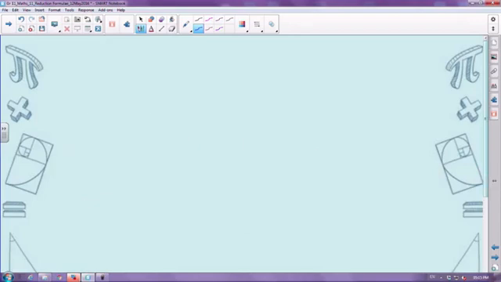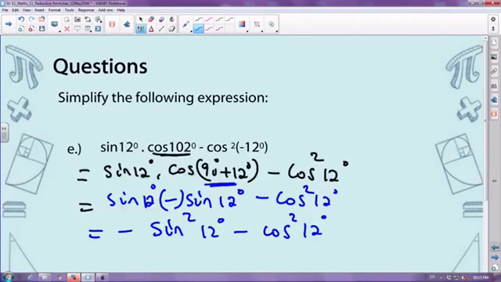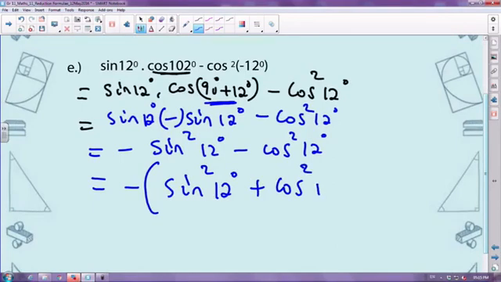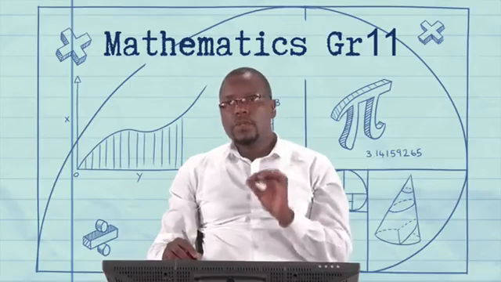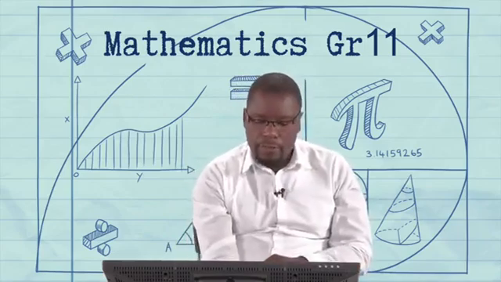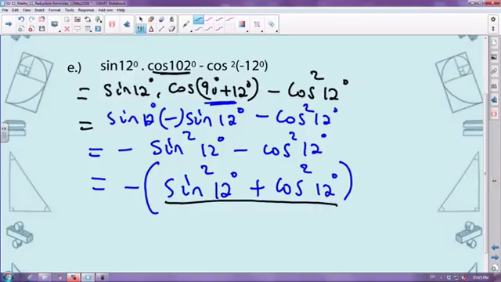Okay, now to just finalize, you take out a common factor of minus, bracket, sine squared 12 degrees plus cos squared 12 degrees. Now, guys, remember when we were doing the squared identities, that sine squared theta plus cos squared theta equals 1. So the same thing applies here. You've got sine squared 12 plus cos squared 12. This is an identity. It is equal to 1. So you've got negative 1.